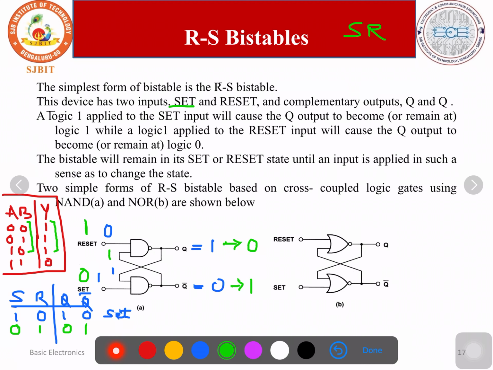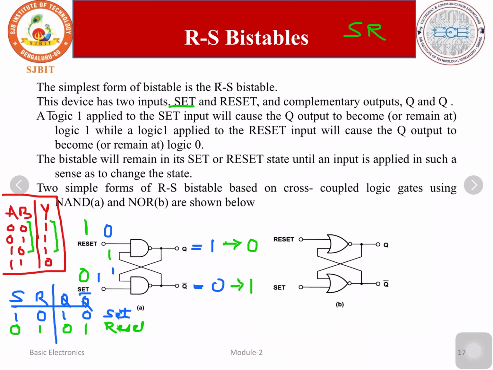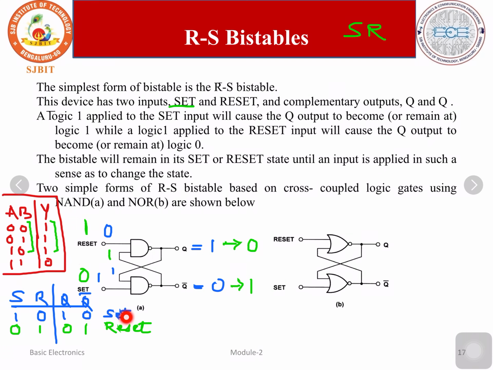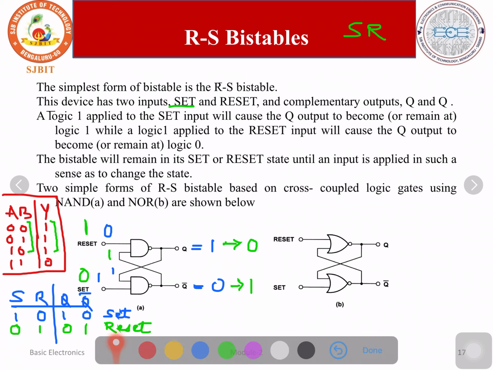When Q is equal to 0, it is called the reset. So these are the 2 states which are there in your syllabus. S is equal to 1, R is equal to 0, it is set. S is equal to 0, R is equal to 1, my intention is to reset it. So reset means Q is equal to 0. Definitely the other output, being the complement of Q, becomes 1. So set and reset.